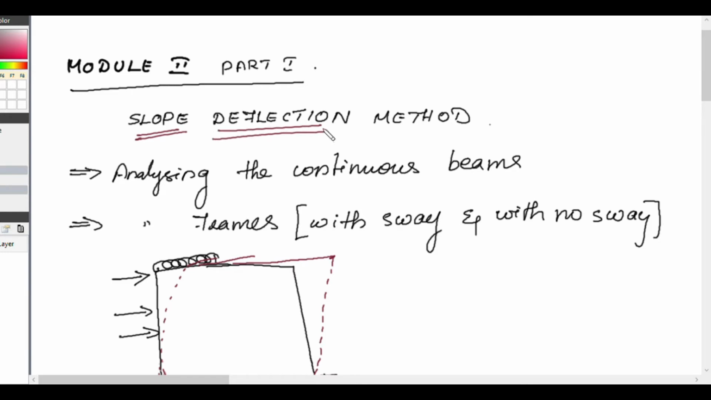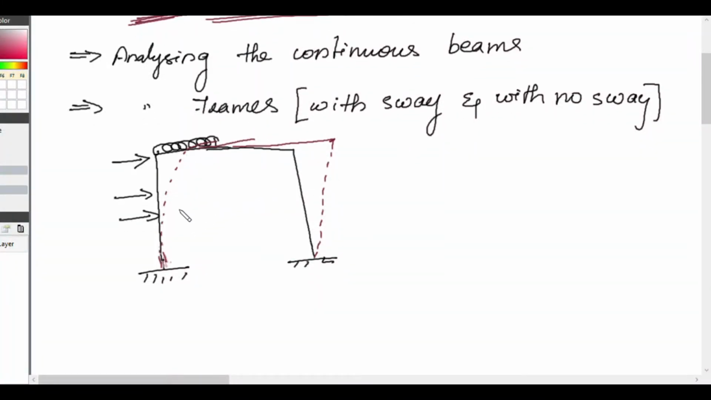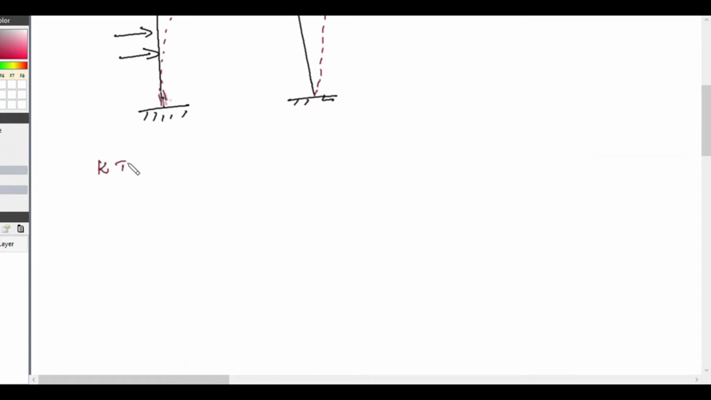See, first module, it was three moment equation. That means you used three moments. Your equation consists of three moments for analyzing the problem. Here it is slope deflection method. That means your slope deflection equation consists of slope and deflection. That is why the name slope deflection method. Okay. So here the important thing is degree of kinematic indeterminacy. You have already studied what is kinematic indeterminacy and what is statical indeterminacy in your structural analysis 1.